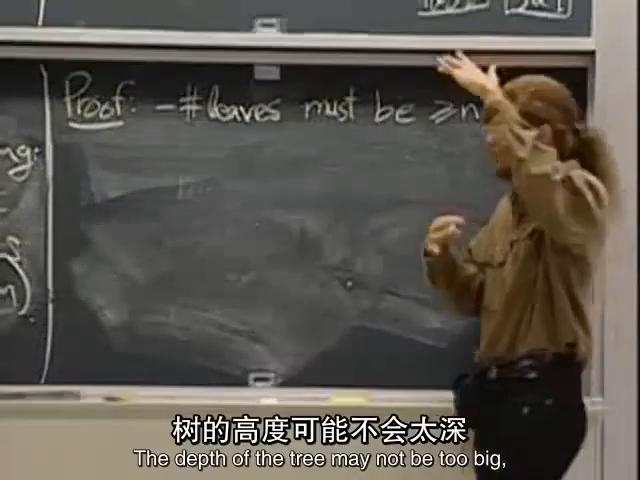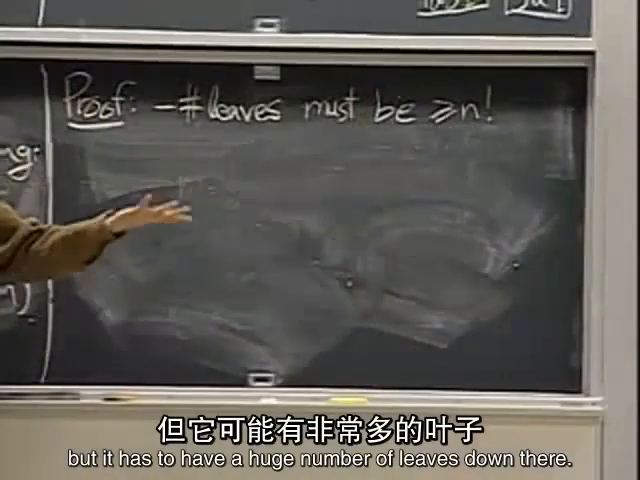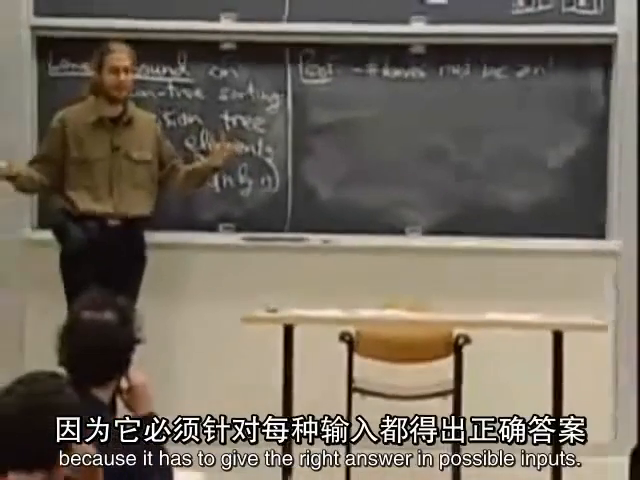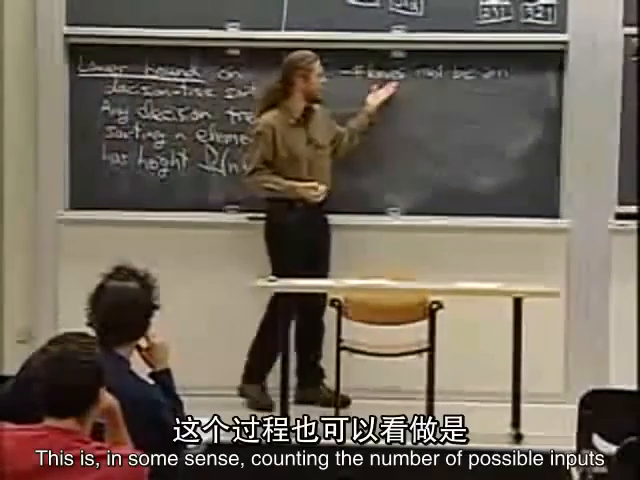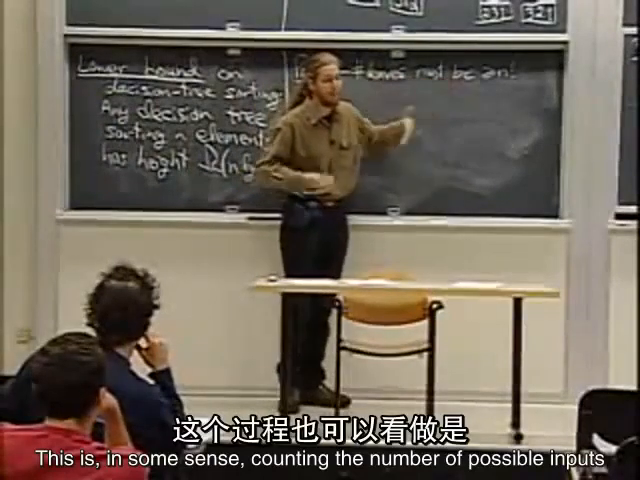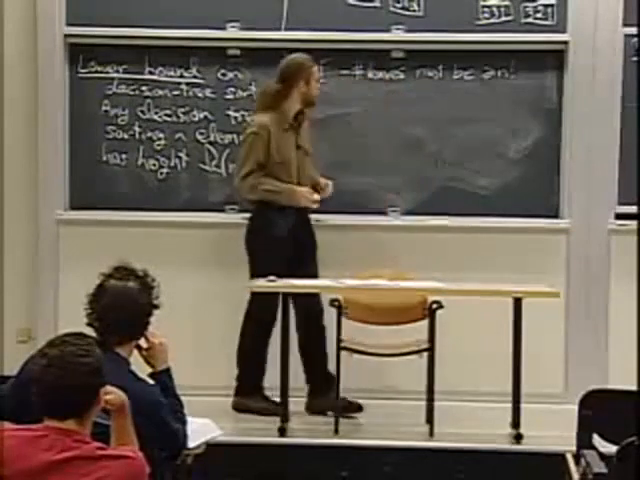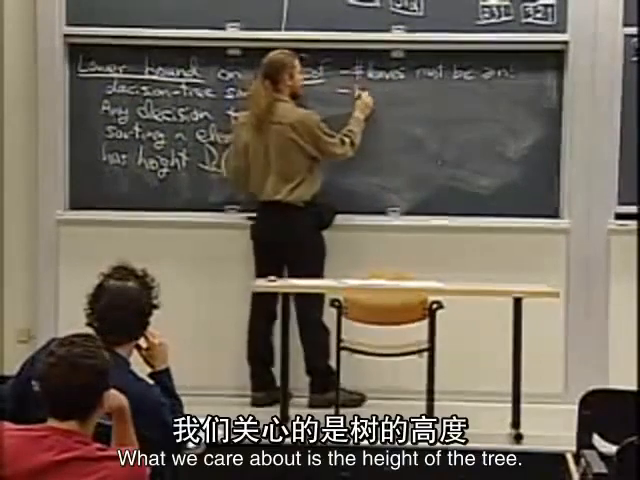So the depth of the tree may not be too big, but it has to have a huge number of leaves down there. It has to branch enough to get n factorial leaves, because it has to give the right answer in all possible inputs. Okay, so this is in some sense counting the number of possible inputs that we have to distinguish. So this is the number of leaves. What we care about is the height of the tree.